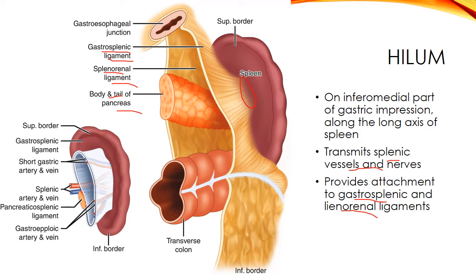In this diagram, we can see the hilum a little bit better. We can see that the hilum is not only providing attachment to these ligaments, it is also providing a passageway for the short gastric vessels through the gastrosplenic ligament, and it is also providing the site for the entry of the splenic artery and the site for leaving of the splenic vein to and from the spleen respectively.